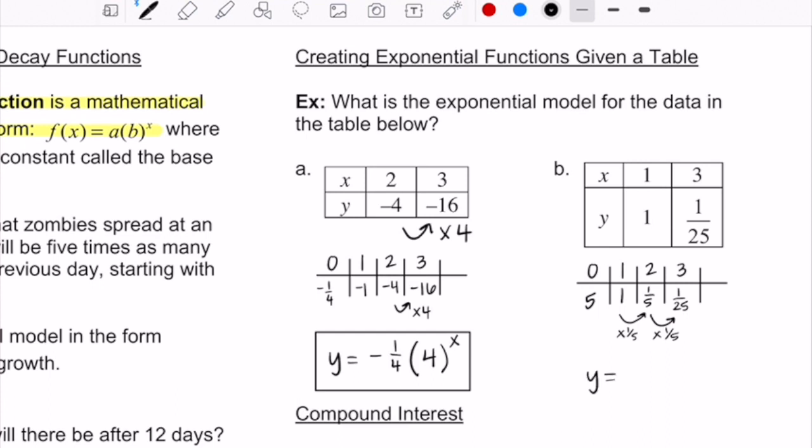To write the exponential model for this one, I'll do y equals, the 5 goes out front, and then the 1/5 goes inside the parentheses. It's a coincidence that on these two problems, it's the number and its reciprocal in the question. Oftentimes you'll have completely different numbers as both the initial value and as the multiplier.